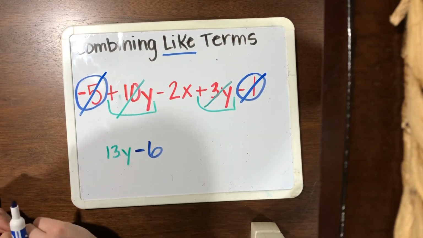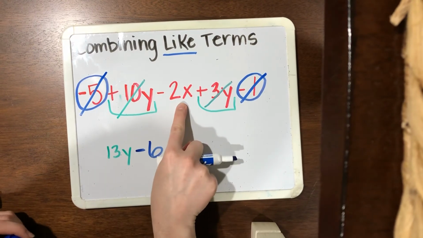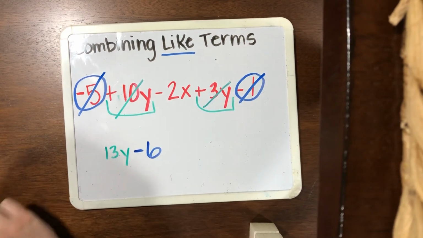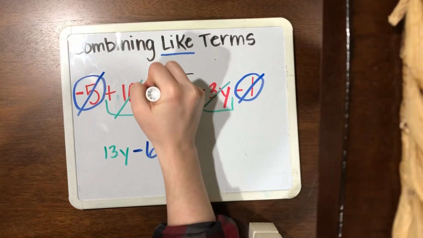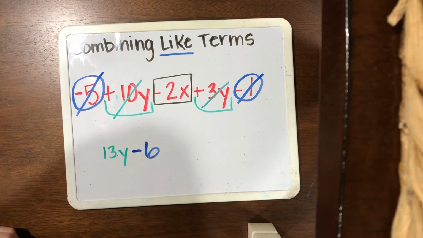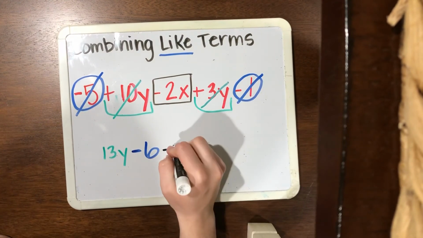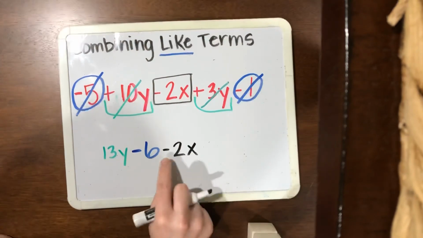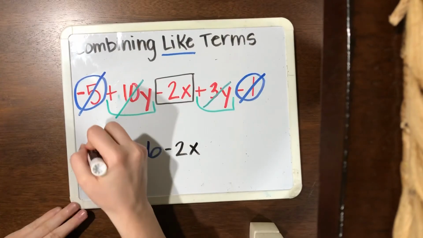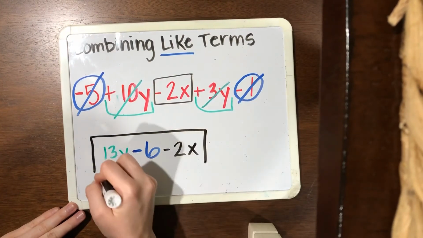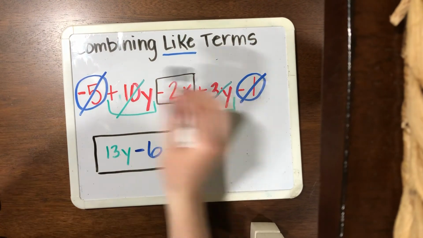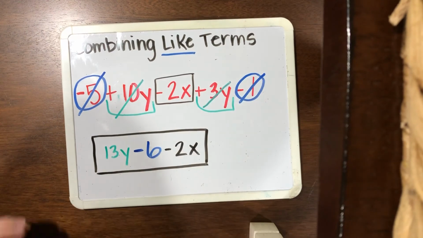Did I bring all my terms down? I did not. So I still have to bring this down, even if I didn't combine it with anything. So it's a negative. Let me use different colors to keep with our. It's a -2x because every term has to have a value, positive or negative, and there's a subtraction symbol in front of it. So I write minus or subtracting 2x because that means negative. So my final answer would be 13y minus 6 minus 2x. So I combined all my like terms and I brought them down to a final expression.